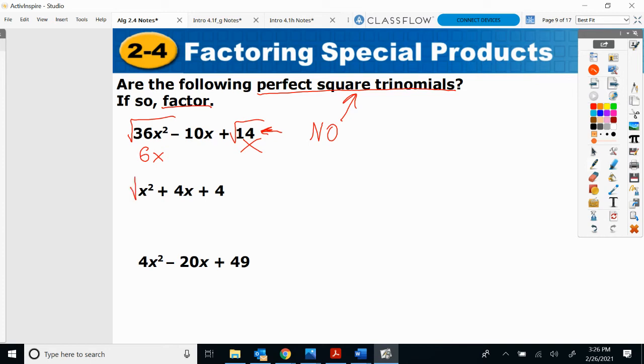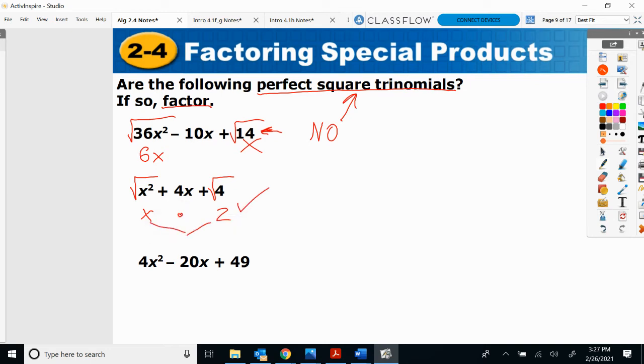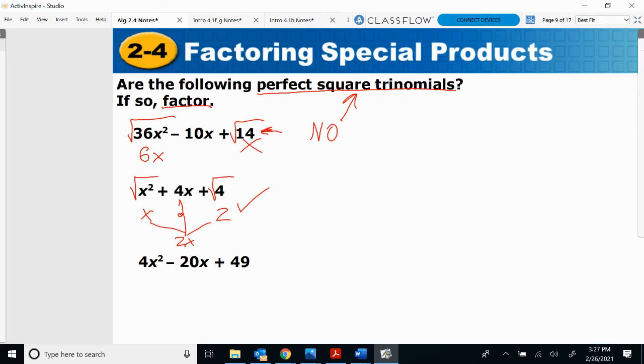So we need to check if we can take the square root of the first and last term. All right, it looks like we can for the first term. x2 would be x, and 4 works out to be 2. All right, then there's our first check. Second check, can you multiply them together, and do they make half of the middle? All right, it absolutely does. There's our second check. So this one is, yes, a perfect square trinomial.